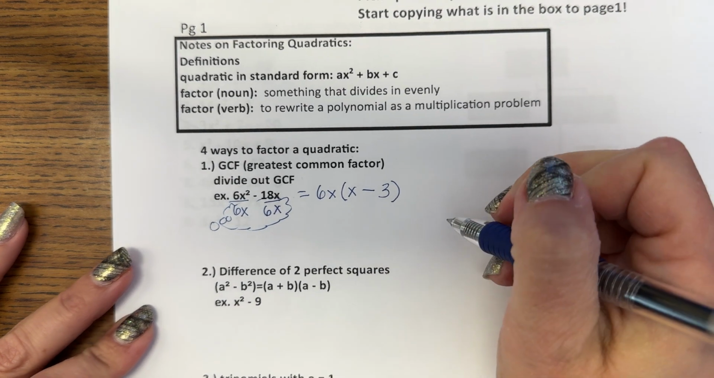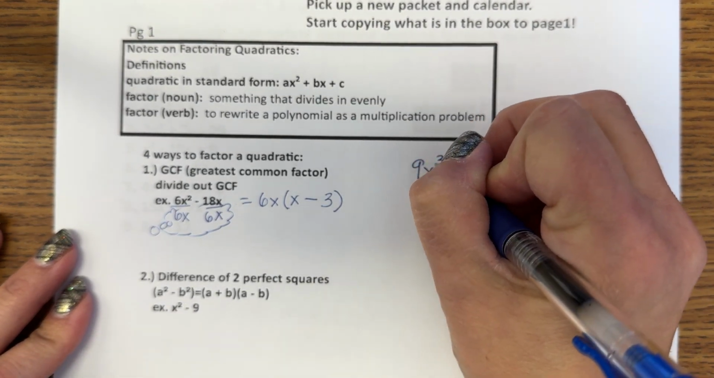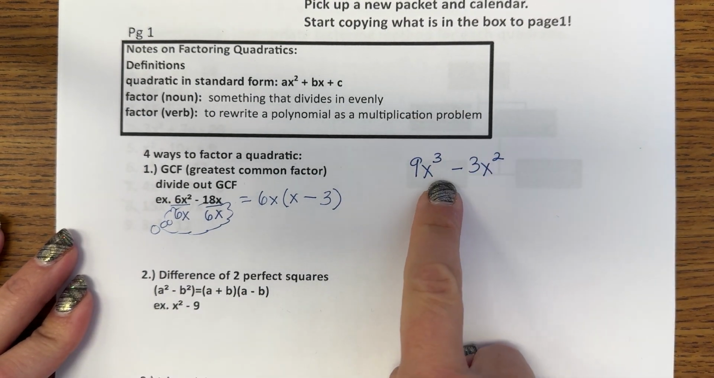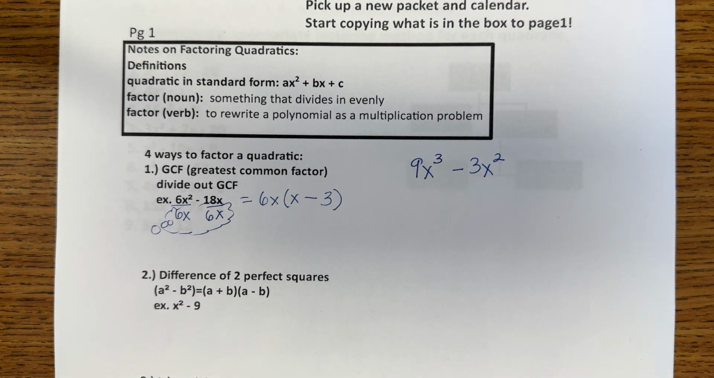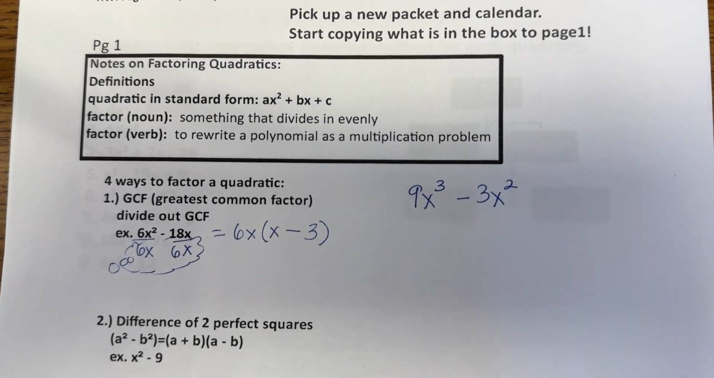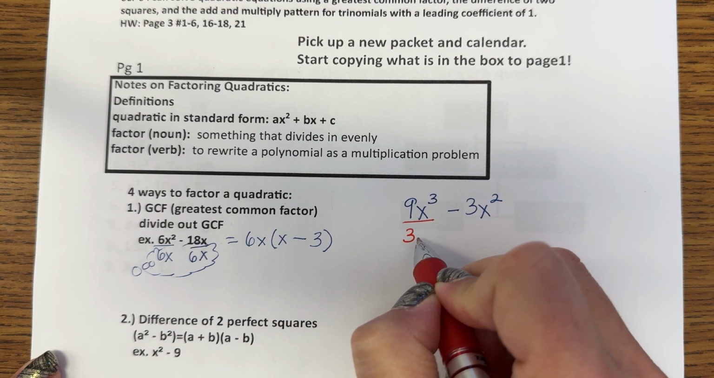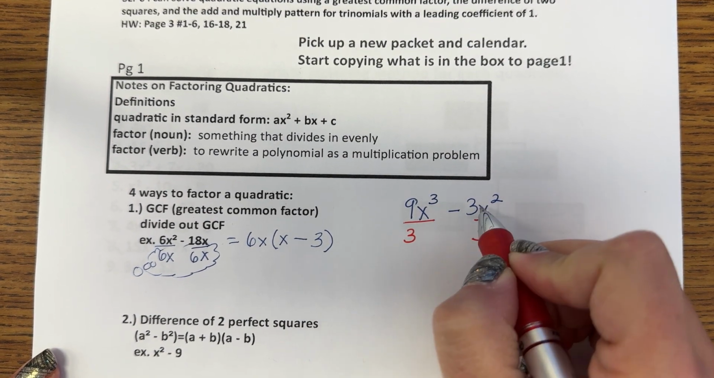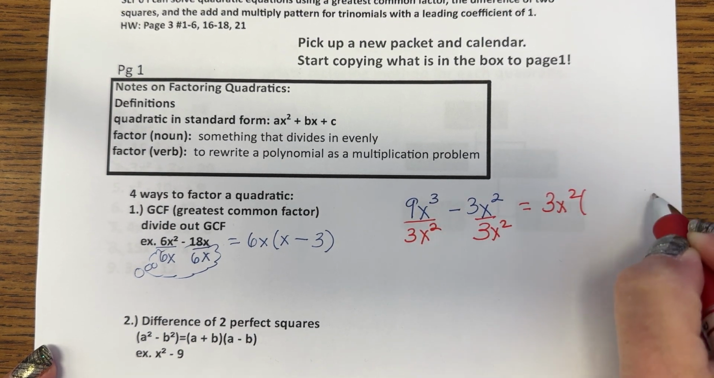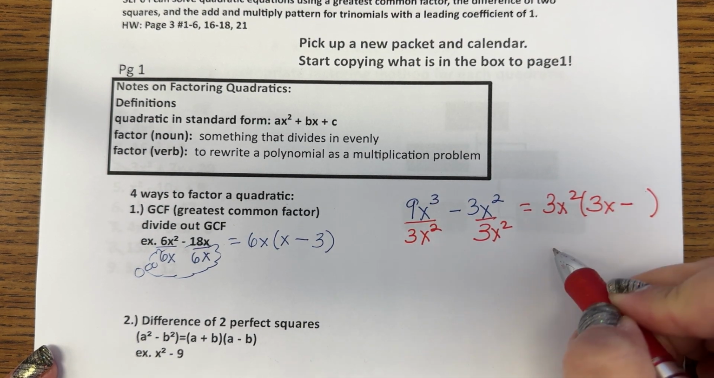All right, so let's try another one. Let's do 9x cubed minus 3x squared. Pause the video here and factor out the greatest common factor. All right, so you should be thinking divide evenly by 3. Divides evenly by x squared. And what remains is 3x minus 1.